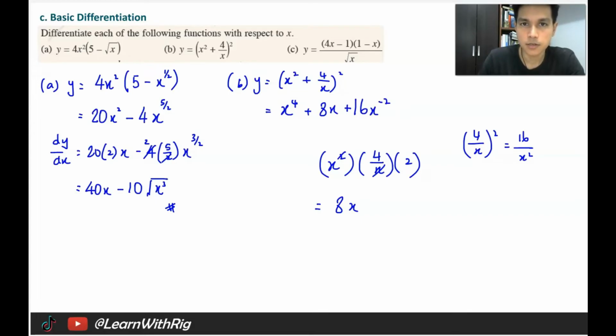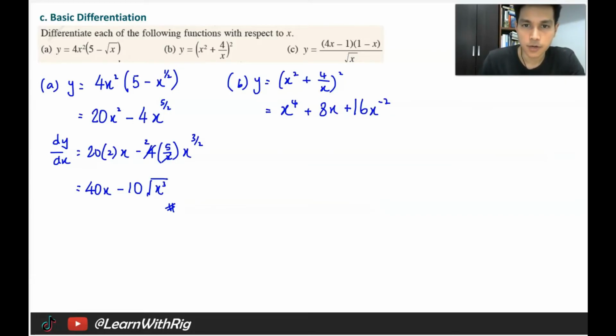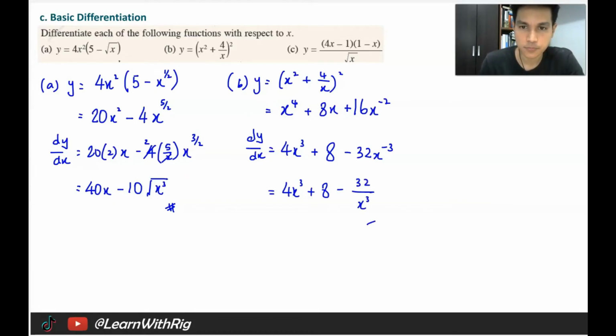Why I'm writing it like this? So that it becomes much easier for me to differentiate. So now you can differentiate. So dy/dx equals 4x cubed plus 8, plus 16 times negative 2, you get negative 32. So I'm going to write negative 32 x power negative 3, because minus 1, you should get negative 3. So it's going to be 4x cubed plus 8 minus 32 over x cubed. So this is your answer.